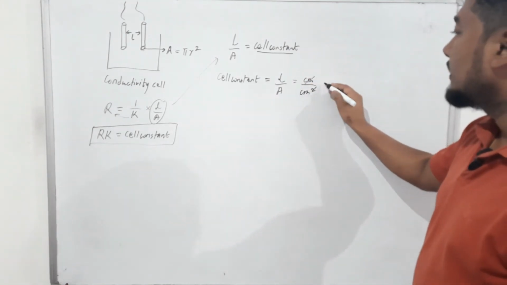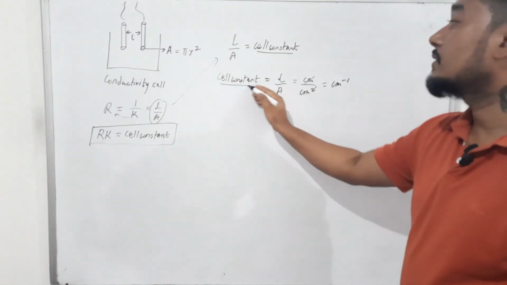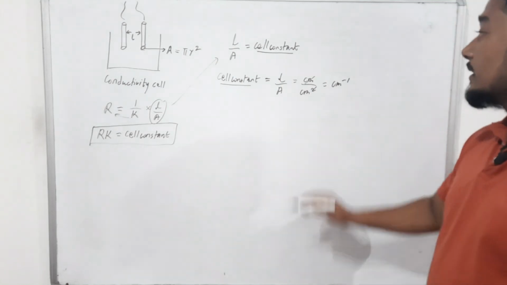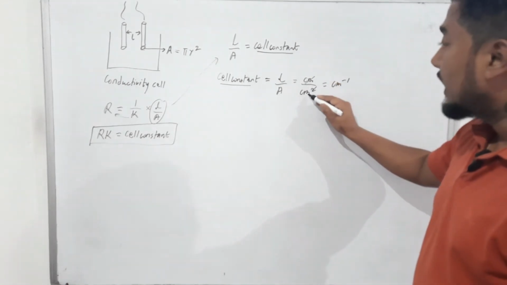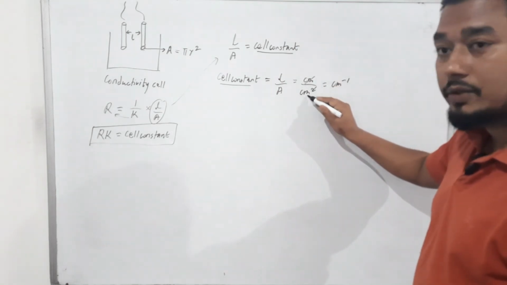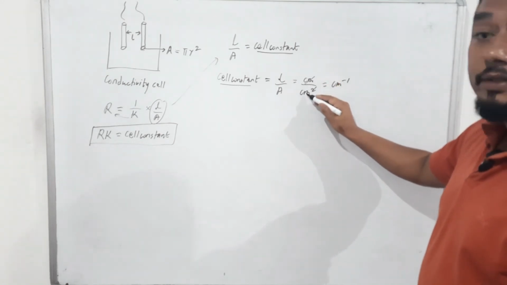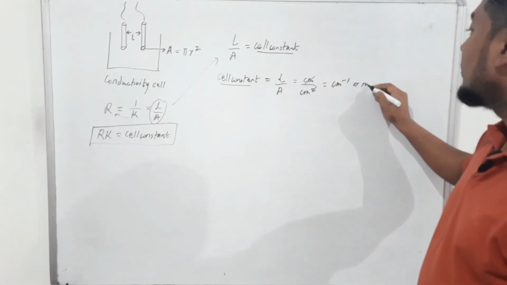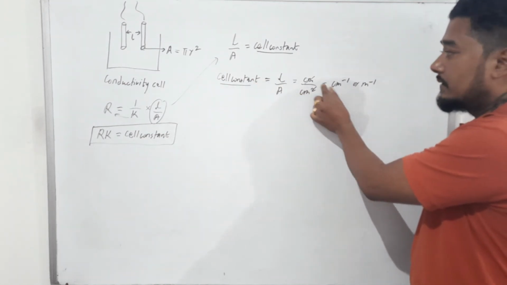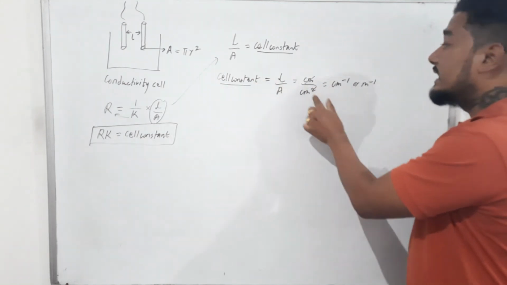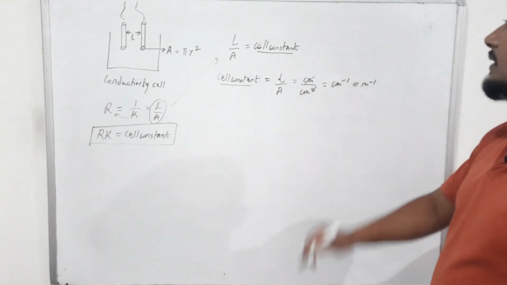When you cancel it, one centimeter goes up and it becomes centimeter inverse. So the unit of cell constant is centimeter inverse. But what if I put meter and meter square? Then one meter and meter square get cancelled, so it becomes meter inverse. So the CGS unit of cell constant is centimeter inverse, and if you put meter and meter square, the unit will be meter inverse. So this is the unit of cell constant.